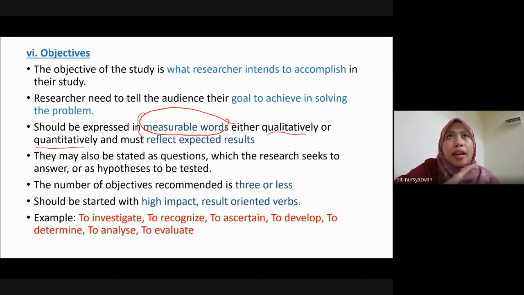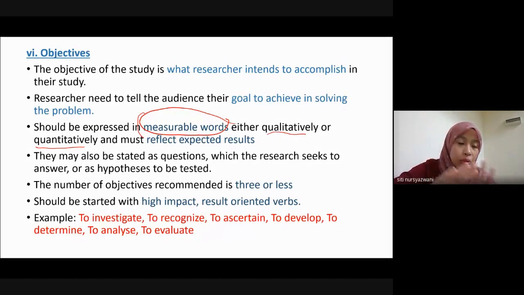Okay, so kebiasaannya basically for your level untuk final year project sama ada at least dalam 2 ataupun 3 lah. Okay, 3 tu memang paling banyak. So basically dalam 2 tu cukup ataupun adequate. So it should be started with a high impact result oriented verb. Contohnya to investigate, to recognize, to ascertain, to develop a protocol ataupun to determine the effect of, to analyze, to evaluate. So kena ada verb-verb macam tu.